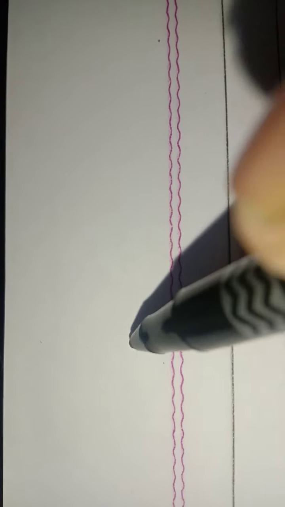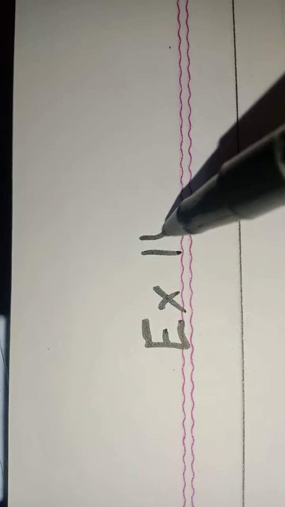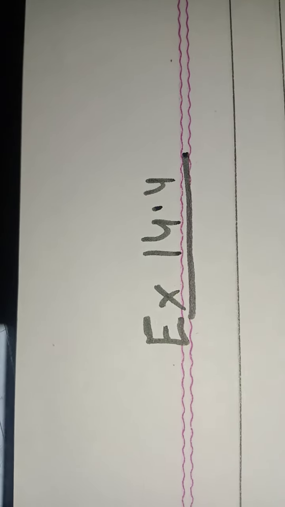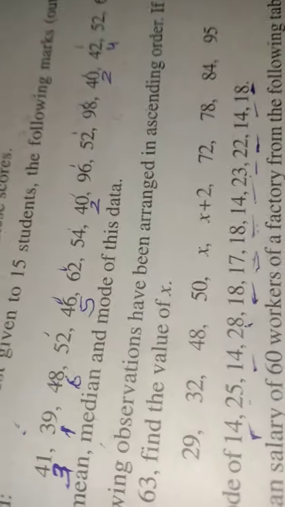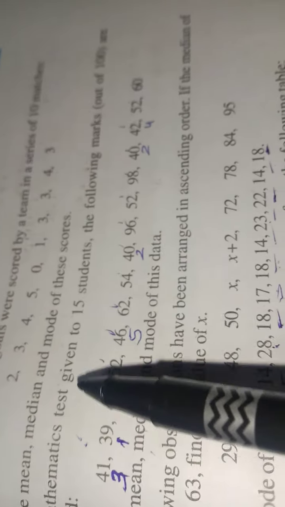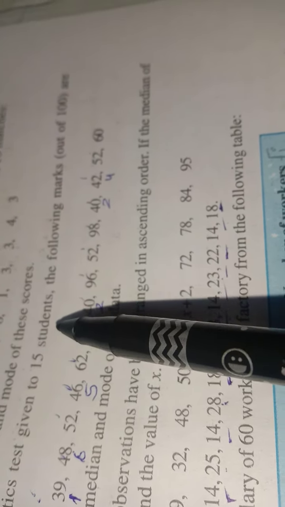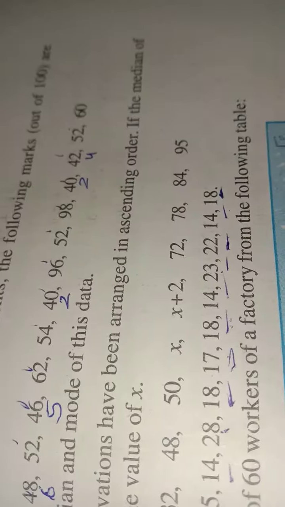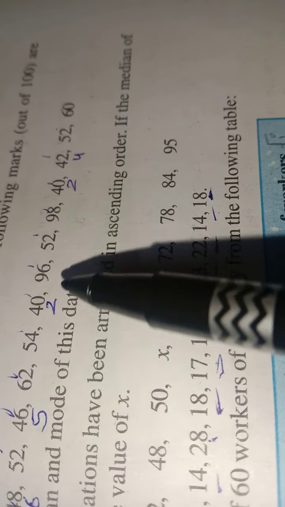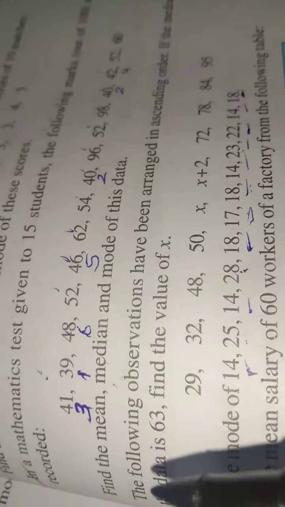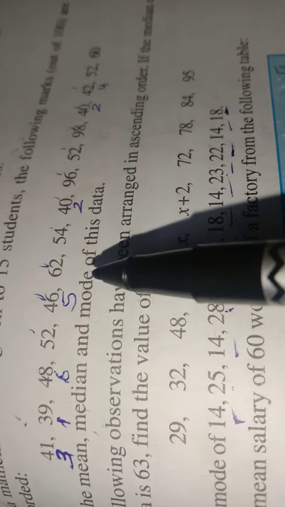Good morning, students. Now I am going to continue exercise 14.4. Okay, question number 2. Now you can see it is given: in a mathematics test, to the 15 students, the following marks out of 100 are recorded. These are the marks you can see here. We have to find the mean, median and mode.